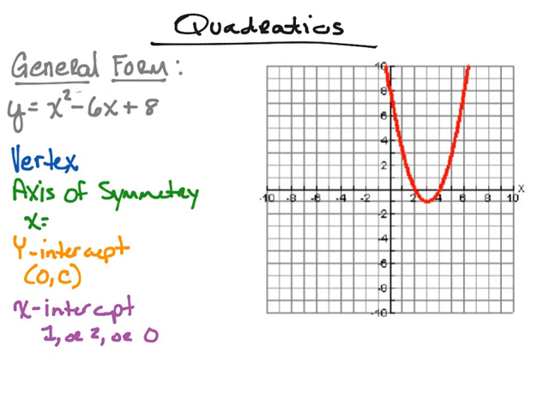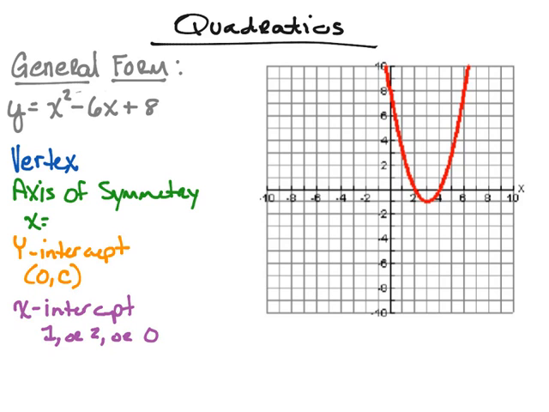Alright, so let's take a look at an example of a quadratic. I've got the quadratic y equals x squared minus 6x plus 8. And I've also got the graph of that quadratic, and that's what you see over here. That's that U shape called the parabola. And what we're going to do is find parts to this parabola. First thing we're going to do is find the vertex.